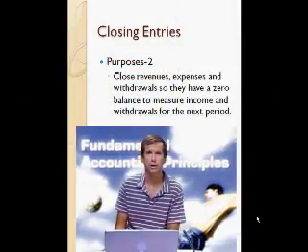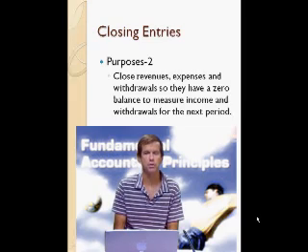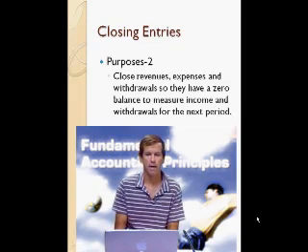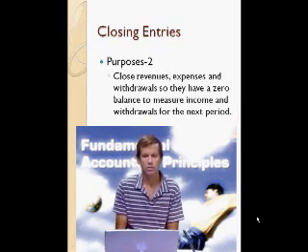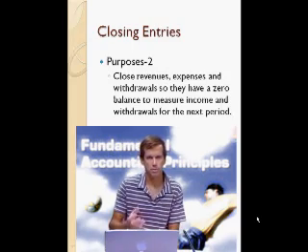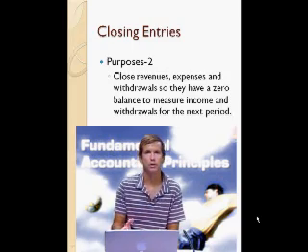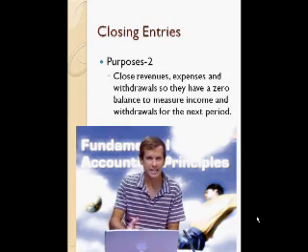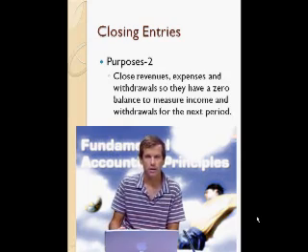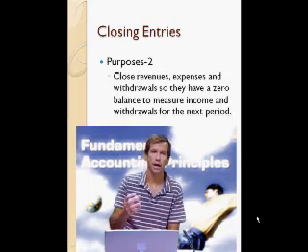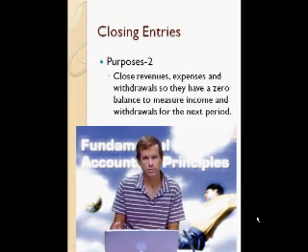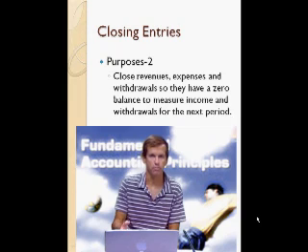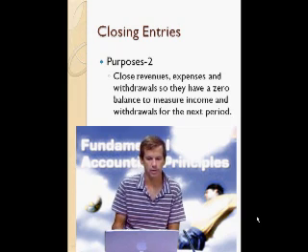The first one you see there is to close the revenues, expenses, and withdrawals so that they have a zero balance to measure income and withdrawals for the next period. In other words, these accounts, particularly revenues and expenses, are used to summarize the income for a period of time. At the end of that period, when we're done with them, we set them back to zero so they'll be ready to start measuring income for the next accounting period.